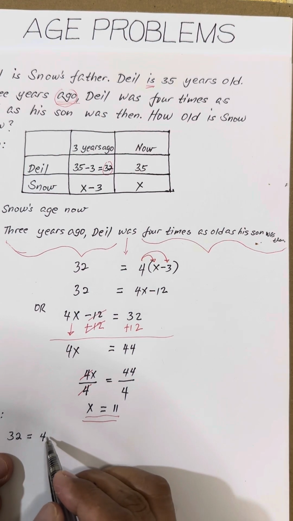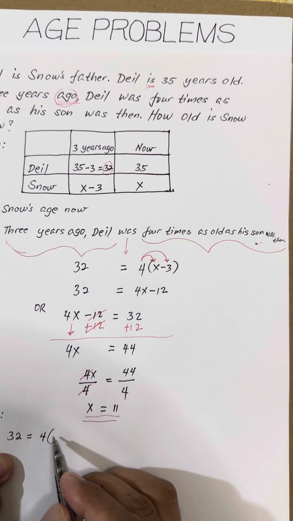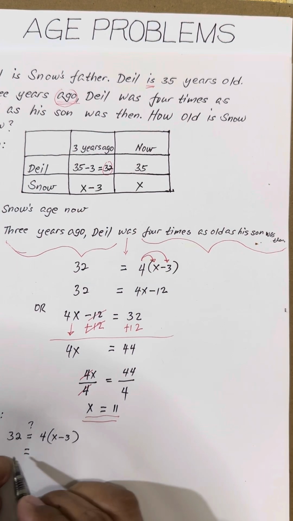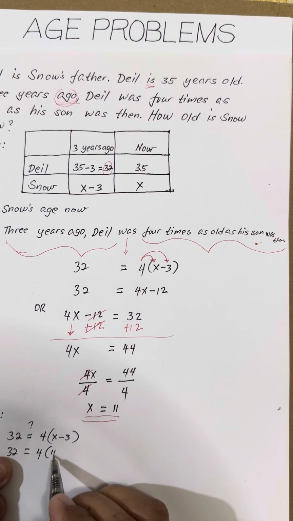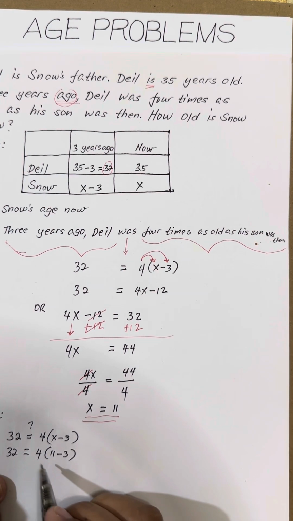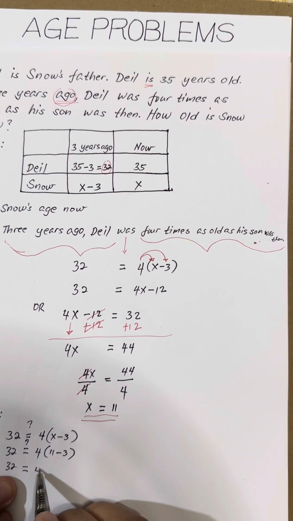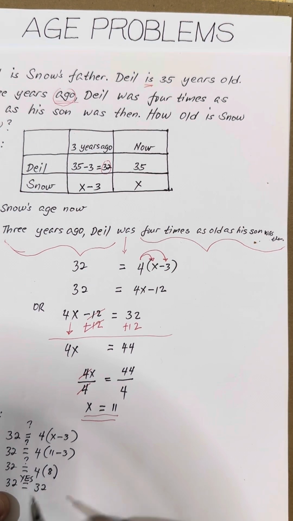So we have 4 times his son's age, which was x minus 3 years ago. Let us check if they're the same. 32, is it equal to 4 times x, which is 11 minus 3? 11 minus 3 is 8. So 32 equals 32. Yes, both sides of the equation are equal.